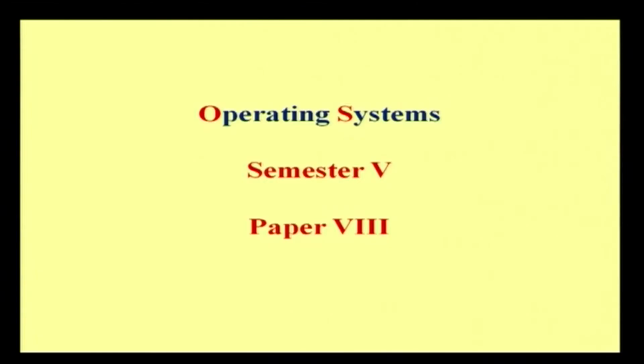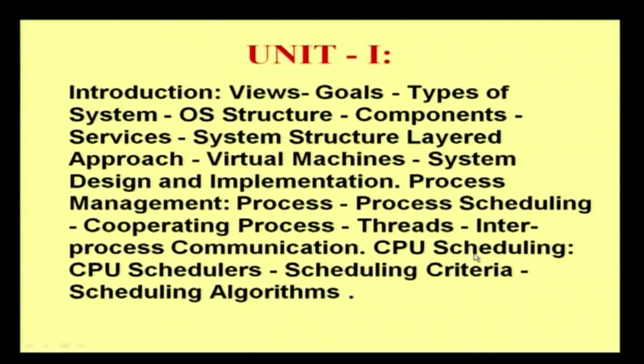We are going to see a series of lectures in the subject operating system. This subject is for the students who are doing their 5th semester BSc degree program, and this belongs to paper number 8. So in today's session we are going to see topics from unit number 1. In unit number 1 we have various topics, out of which we are going to see a topic on the CPU scheduling algorithms and the scheduling criterias.